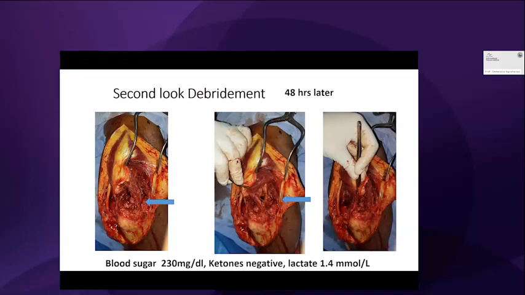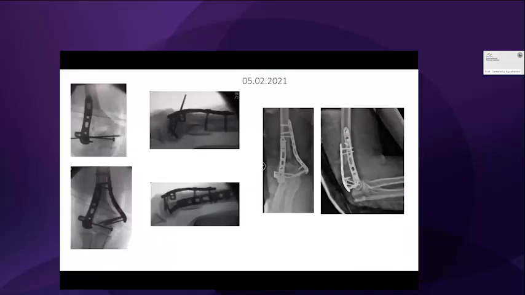And then once we were completely satisfied with the debridement, there was a dilemma whether to put an external fixator and wait, or straight away go ahead for plate fixation. Since it is an upper limb injury with open injury and adequately debrided, we went ahead to do a plate fixation, and at the time of second look debridement, these are the C-arm and X-ray images.